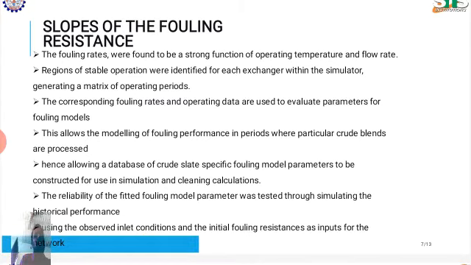For each heat exchanger, the reliability of the fitted fouling model parameters was tested by simulating the historical performance using the observed inlet conditions and the initial fouling resistance as inputs for the network. The simulation results are plotted as dashed lines using these equations. With a few exceptions, the simulated fouling profiles match the reconciled data well.